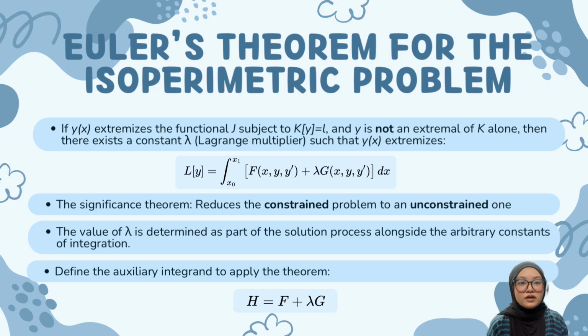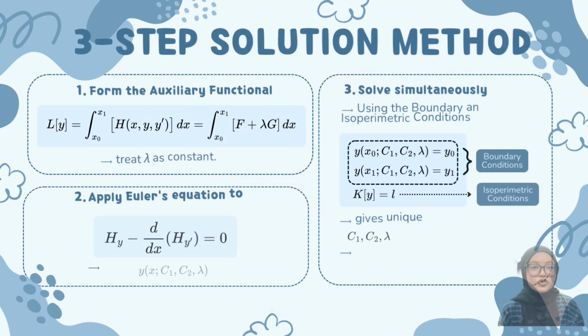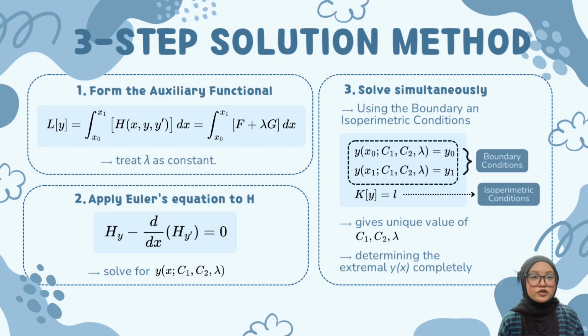Lambda is not chosen in advance. It is solved for alongside the constants of integration. We define the auxiliary integrand h equals f plus lambda g, which now plays the role f used to play on its own. This is the 3-step solution to solve the isoperimetric problem.